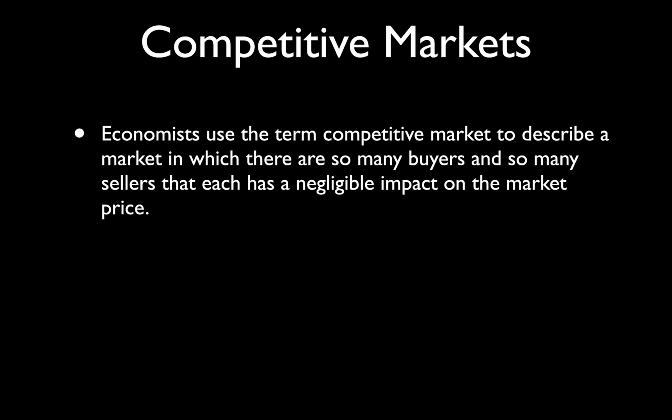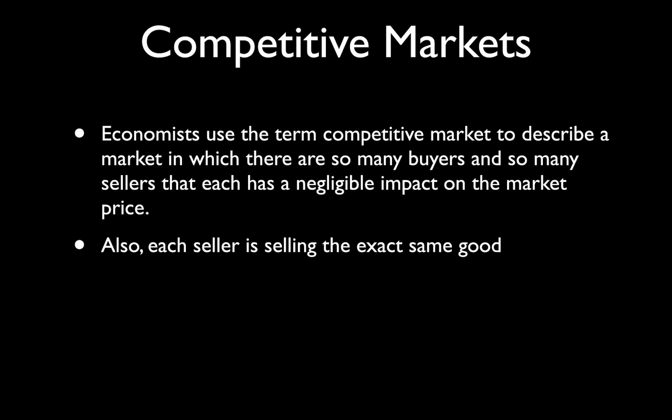Economists use the term competitive market to describe a market, a collection of buyers and sellers where people meet to carry out exchange, in which there are so many buyers and so many sellers that each buyer and seller has a negligible impact on the market price. Also, remember that each seller is selling the exact same goods. So think of something like oranges, and think you go to a market with loads and loads of people selling oranges.